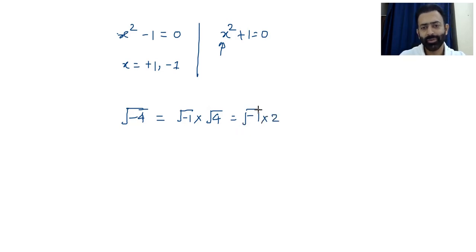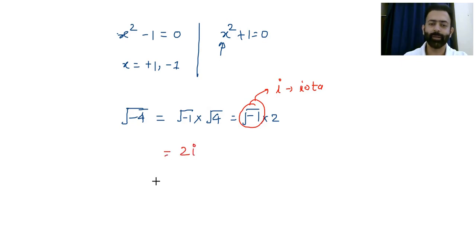That means if you call this under root of minus 1 something, you will be able to find the solution. And this under root of minus 1 is denoted by the small letter i, iota, we call this. So the solution of under root of minus 4 can be written as twice into i, right? And you will find this under root of minus 1, which is i, everywhere as far as complex numbers are concerned. So we have derived a new number system.